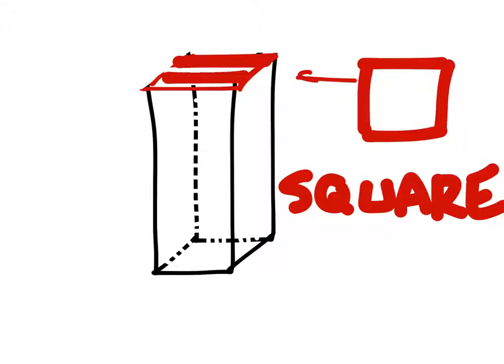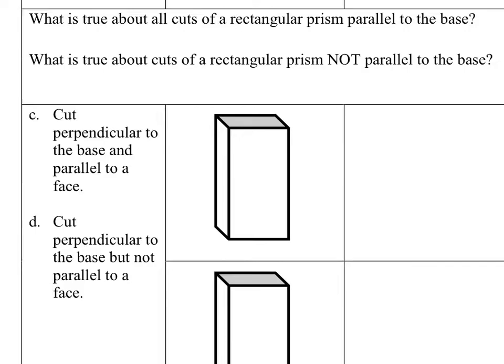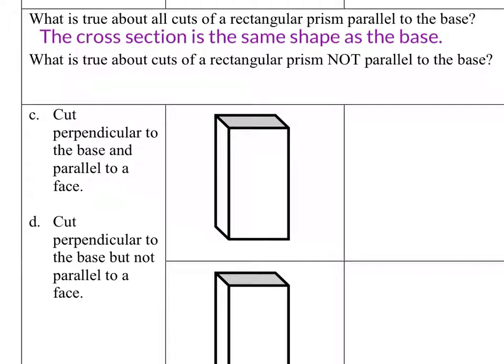Again, I'm okay if you put rectangle on this because it didn't specify that the base was a square. Alright, what is true about all cuts of a rectangular prism parallel to the base? The cross section that we make would be the same shape as the base. But what is true about cuts of a rectangular prism not parallel to the base? Then it depends. It will definitely depend.